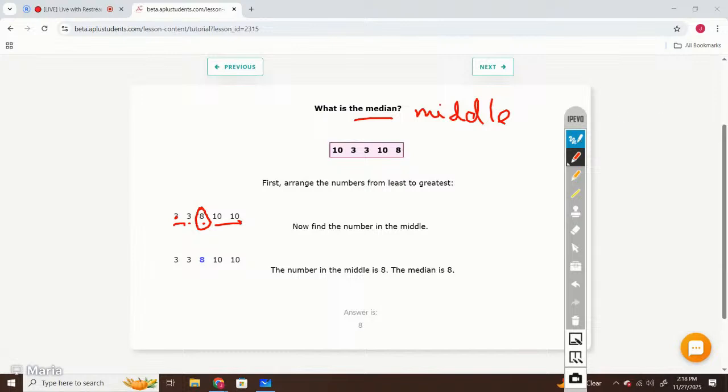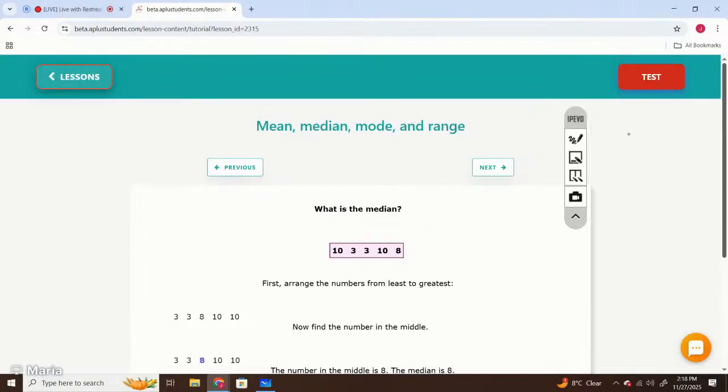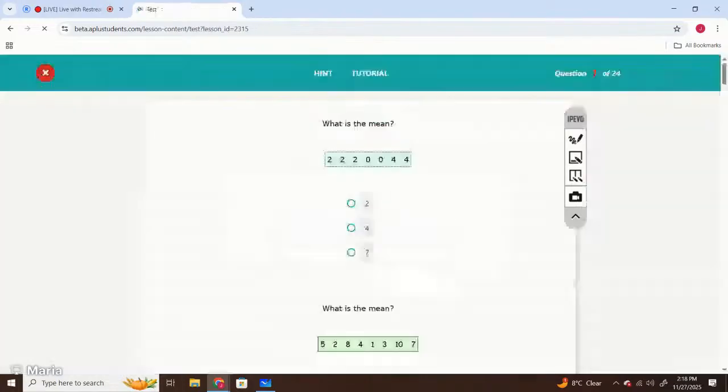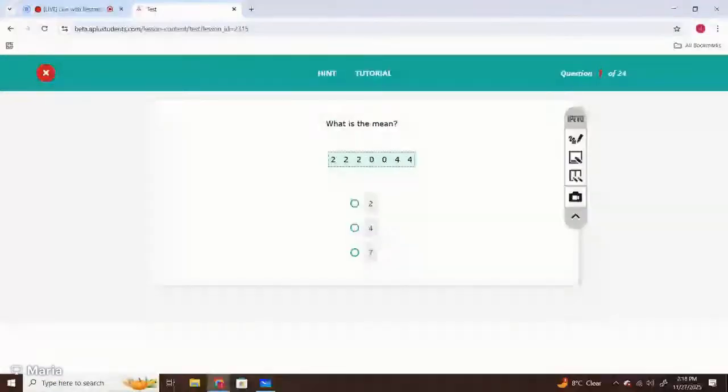Okay, let's just start with the test questions. What is the mean? Now we are going to calculate the mean of the given data. So how do we calculate the mean? For the mean, we need to add up all the given numbers. So let's just add all the given numbers.